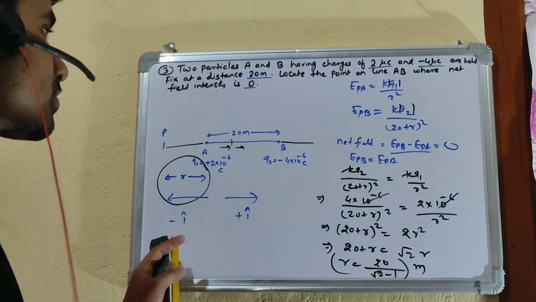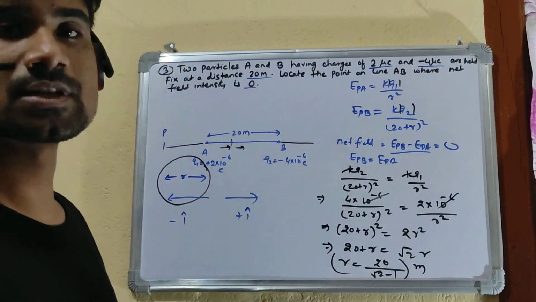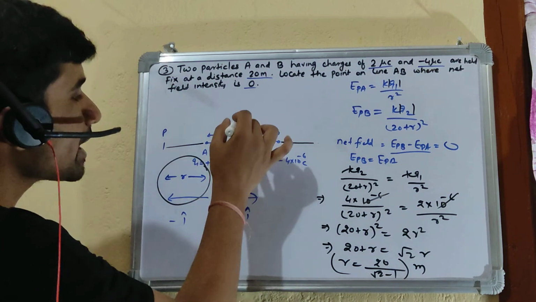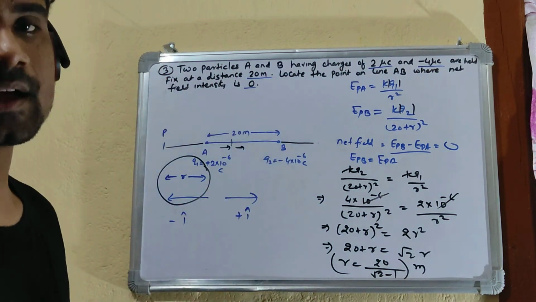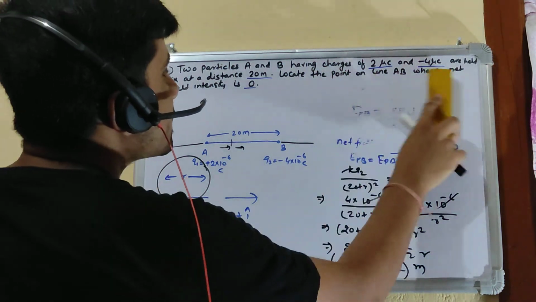So this is a very good question. But what if these two charges are of same nature and both are positive charges? Then that point may be located in between A and B as well. So let's change this question a bit.